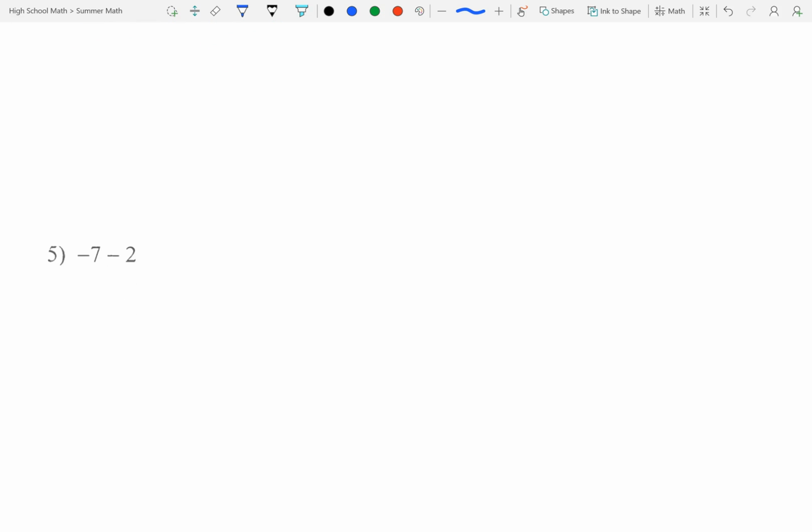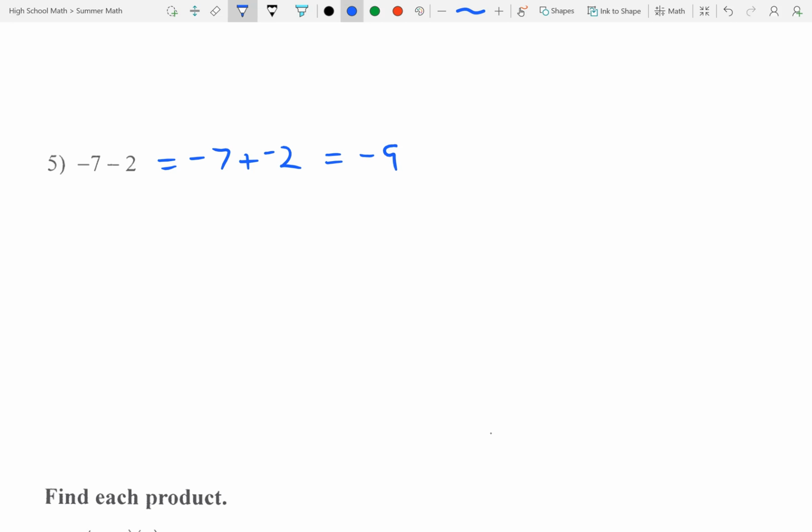Okay. Number 5, negative 7 minus 2. Again, keep the first number the same. Change our subtraction to an addition and change the sign of the second one. Positive 2 becomes negative 2. Negative 7 minus 2 is the same as negative 7 plus negative 2. When the signs are the same, we simply add them together and keep the sign the same. 7 negatives and 2 negatives is 9 negatives.